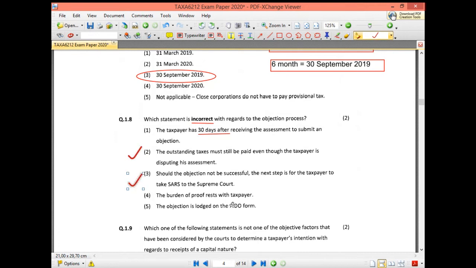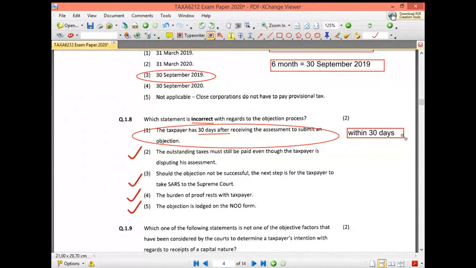as well as where you are in the process. The burden of proof rests with the taxpayer. That is also correct. So your taxpayer has to prove that what they are disputing is correct. And if you've got an objection, you lodge it on an NOO form, which is a notice of objection form. So that is also correct. So that is the alternative way you could have done it to get to the answer if you were not sure. Okay, so in this scenario, it is 1 because it states within 30 days.